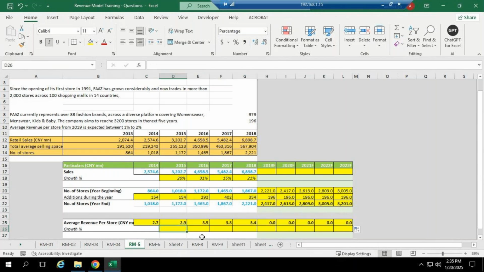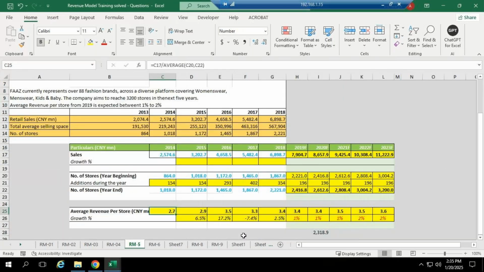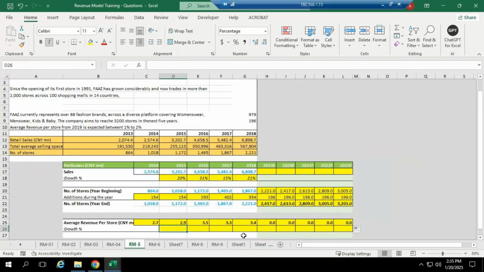Okay. So now the percentage of growth. How to calculate this? Actually they have given you in the question that 2019 it is expected between 1% to 2%. Understood? No. So here the growth percentage they have not given. So that's why we have to calculate here is equal to, open the bracket, current year minus previous year, divided by current year, enter. So now in the same way you just drag it over here.